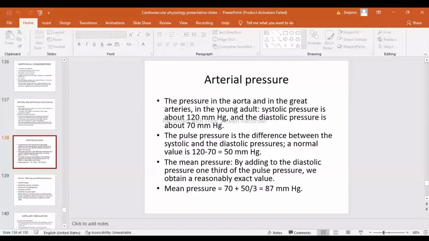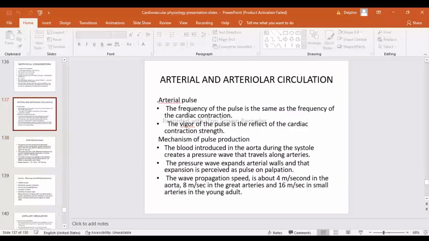And the pressure in the aorta, in the great arteries, is on the arterial parts. It is a wave, it is not the quantity of blood, because the speed of the wave is greater than the speed of blood. As you see, the smaller the arteries, the more the speed of that wave is increased. In the aorta it is 4 meters per second, and in small arteries we can reach 60 meters per second.